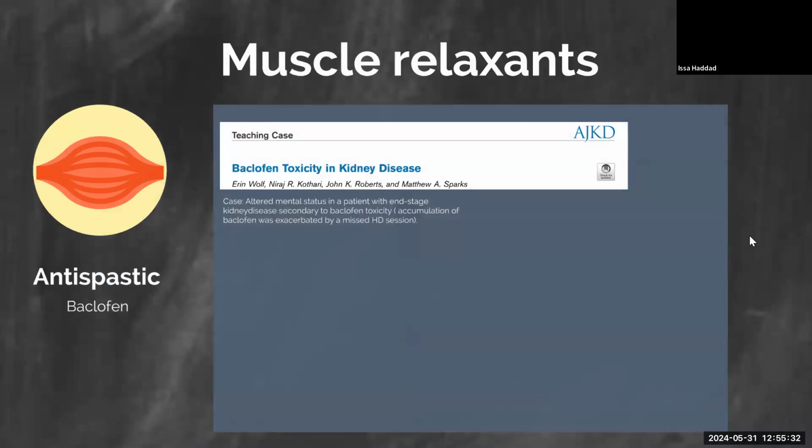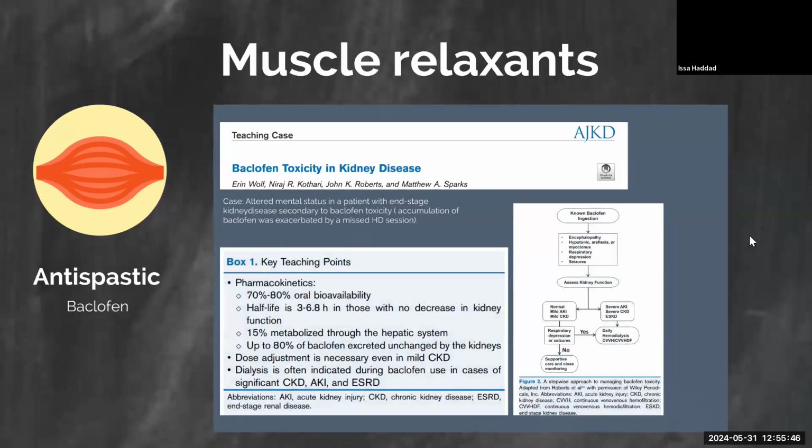And lastly, baclofen. I found a case report about baclofen toxicity in kidney disease. It talks about an altered mental status in a patient with end-stage kidney disease, which was secondary to baclofen toxicity, and that was exacerbated by missed HD. And the whole point from this is that baclofen needs adjustments in dosage, even with the slightest decrease in kidney function.